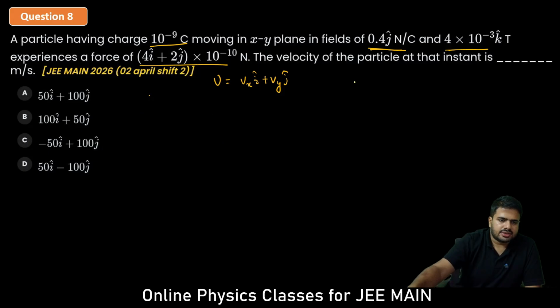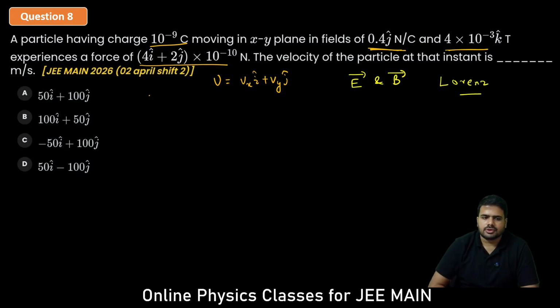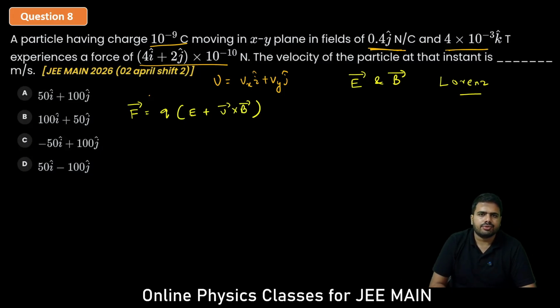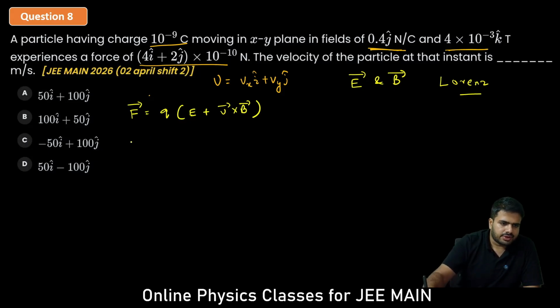So here the charged particle is moving under both electric field and magnetic field. We know if a charged particle moves under both electric field and magnetic field, it experiences the Lorentz force. So what is the formula for the Lorentz force? Lorentz force F is given by Q into E plus V cross B. Here I added both QE plus Q into V cross B, taking Q as common. So further, on substituting the values, how much is the F value?